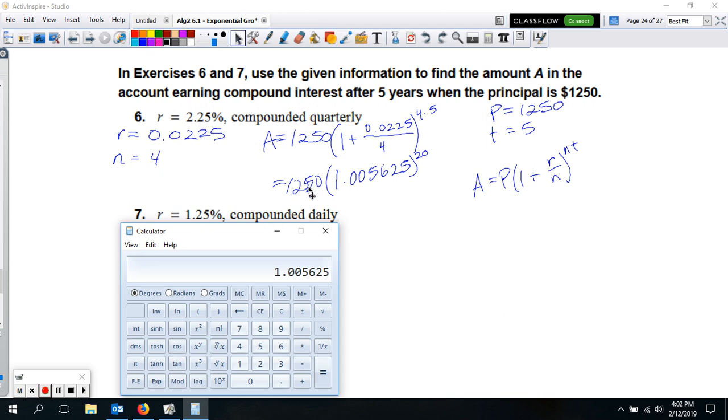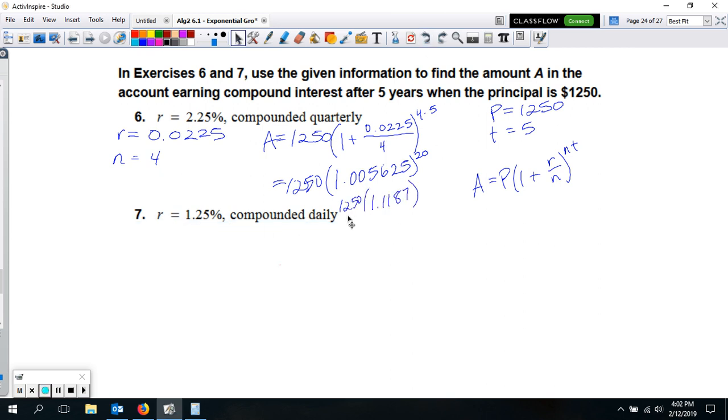and then multiply it by 1250 after that. So we're going to raise this up. I'm going to hit the X to the Y button to give me my caret. And I'll put 20. I don't need to put the parentheses because that's not a fraction. We're just going to put the number 20 there. And that equals this number now, 1.1187. So that will be something like this here.